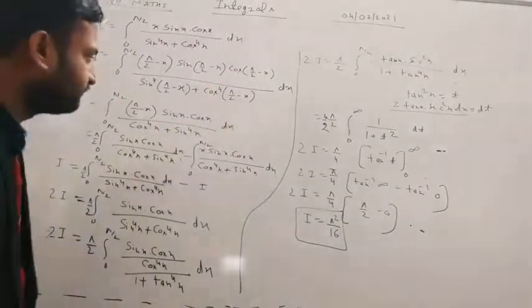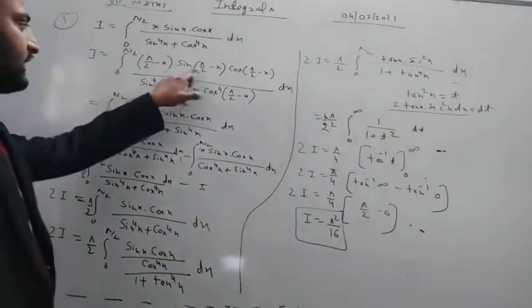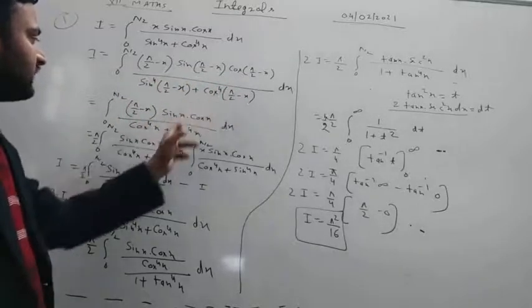Okay, students, and we are seeing that we can write sin of (90 minus theta) is cos theta, and cos of (90 minus theta) is sin theta, so this becomes cos and this becomes sin.